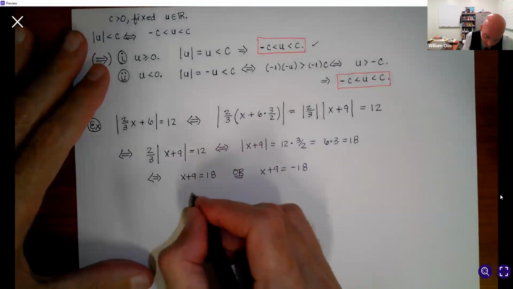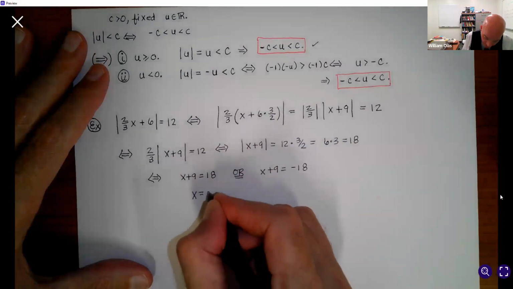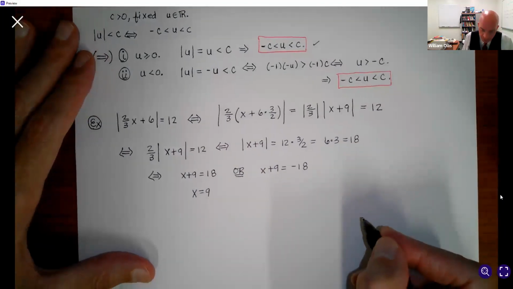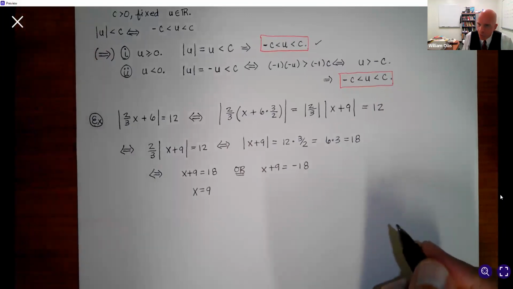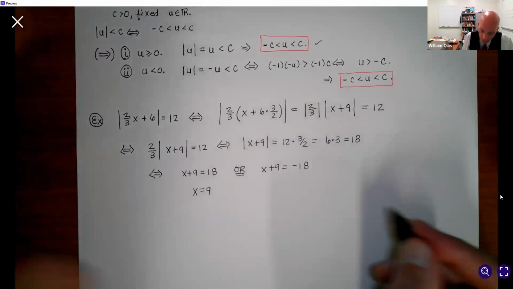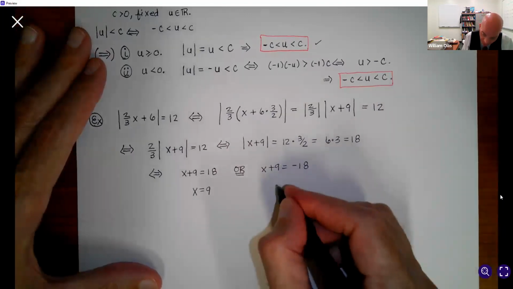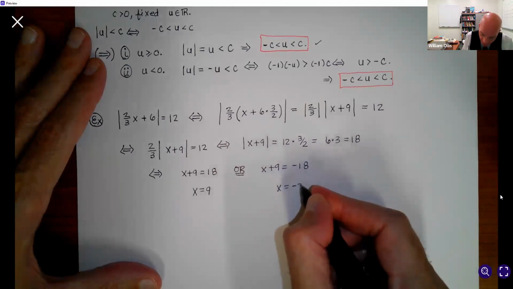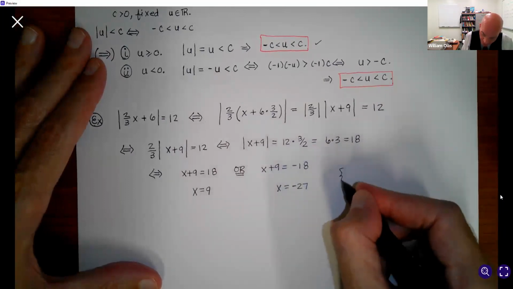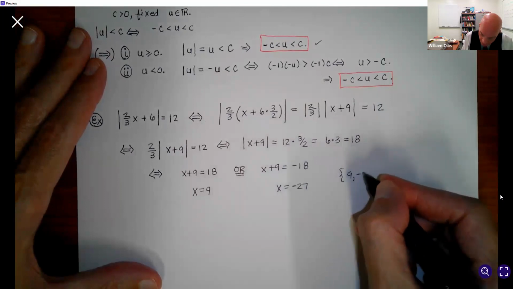So subtract 9 from both sides. I mean, you can do zero product, but these are so straightforward. We just go ahead and look at it this way, but your choice. And then, of course, if we subtract 9, x is negative 27. So we get two solutions, 9 and negative 27.